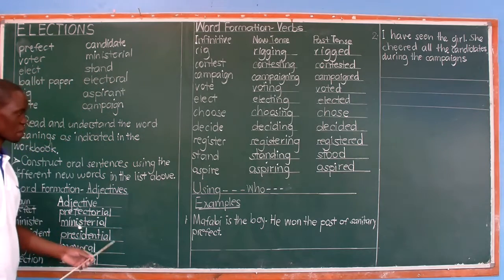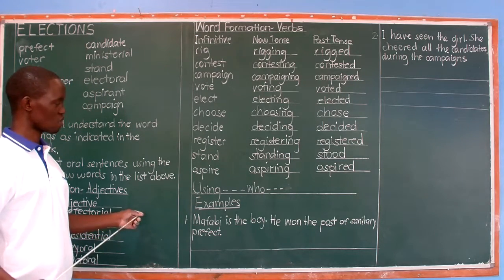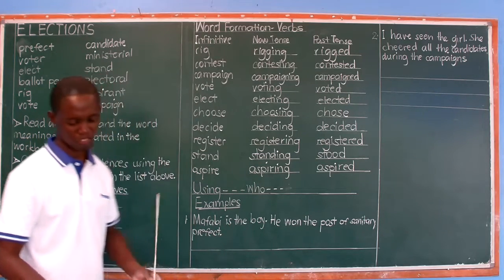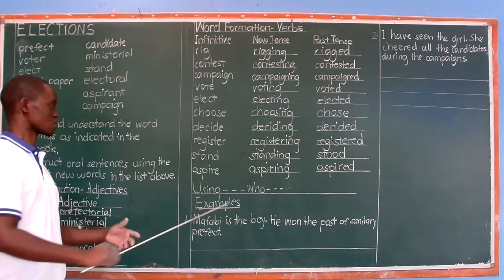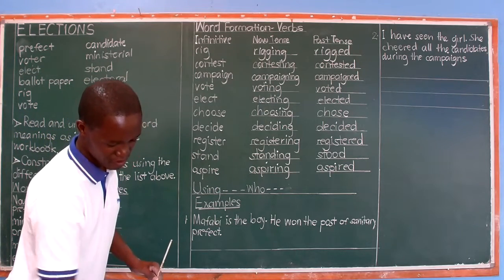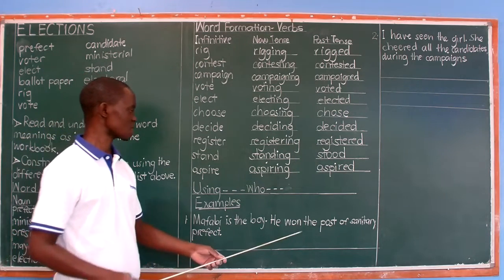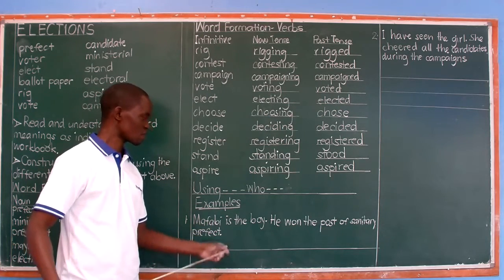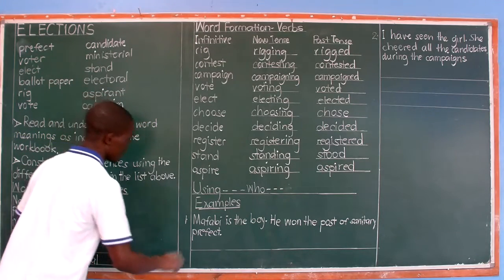Then after that, we'll talk about a structure, and that's the use of who. Using who in sentences. We are going to use who to join sentences. We have 2 examples in the workbook and 2 examples on the board. Use these to learn what to do in the activity that follows. The examples. Mafari is the boy. He won the post of sanitary prefect. That's my number 1 example. Mafari is the boy. He won the post of sanitary prefect. Use who to join the two sentences.